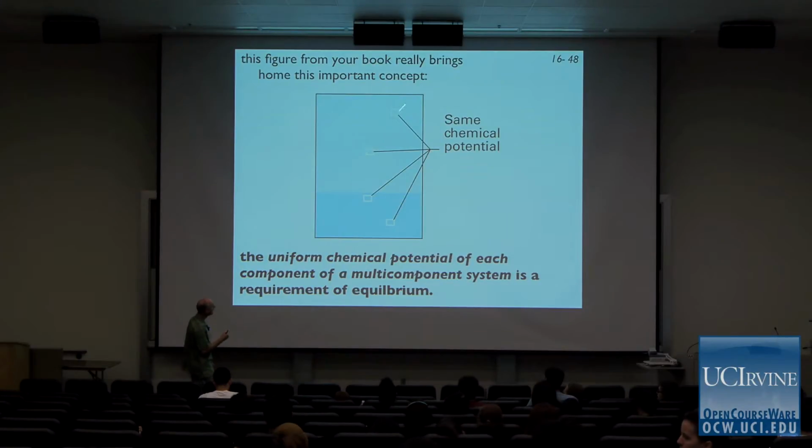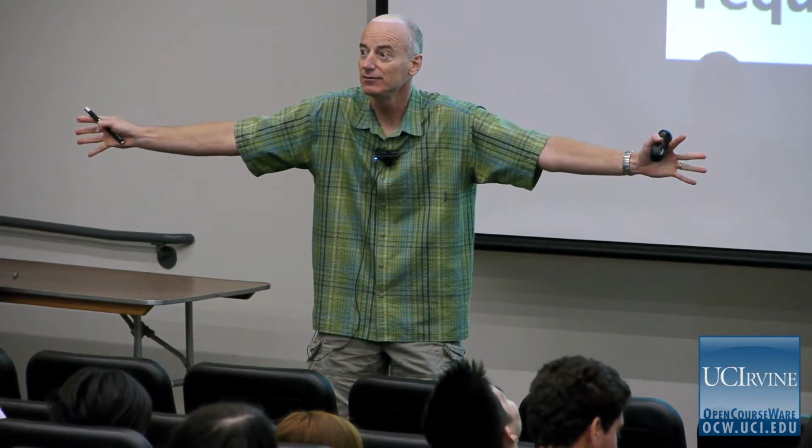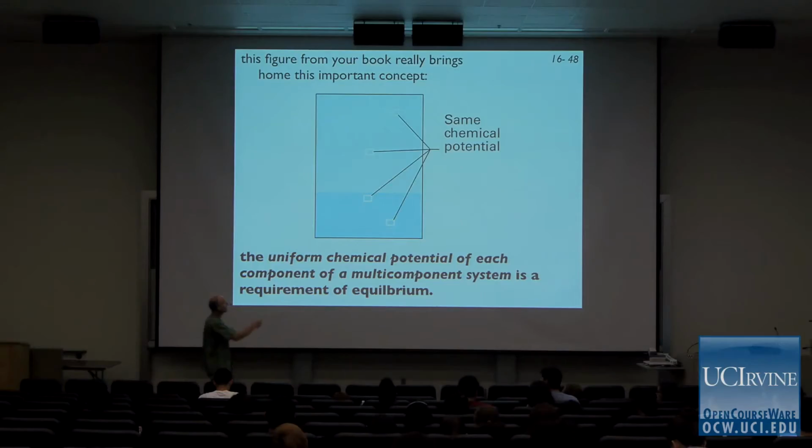Not only that, but the chemical potential over here in the liquid water has to be the same as the chemical potential over here, and the chemical potential here in the ice has to be the same as the chemical potential here. The chemical potential has to be the same everywhere, even though there are two different phases here, liquid and solid.